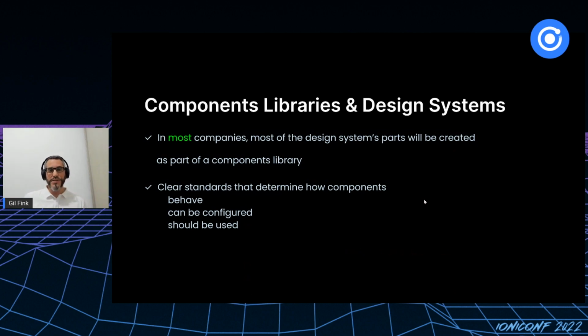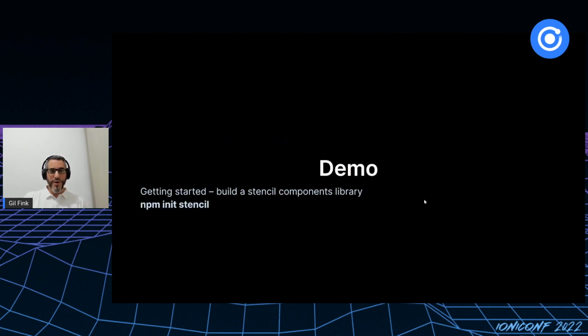So in most companies, whenever you get the design system from designers, you will create a component library that includes most of the moving parts of the design system and expose those moving parts to your applications. A component library is just a clear standard to determine how your components will behave, can be configured, or should be used. Okay, so let's start with our first demo, and let's build a Stencil component library.